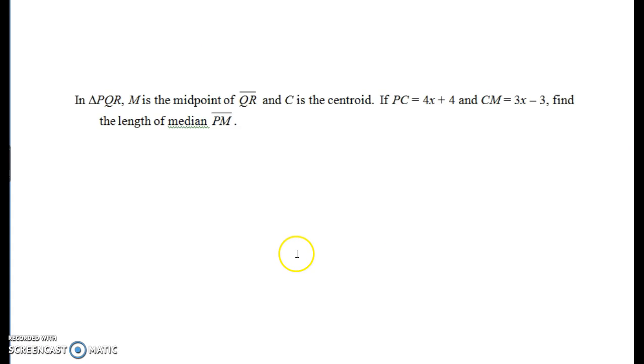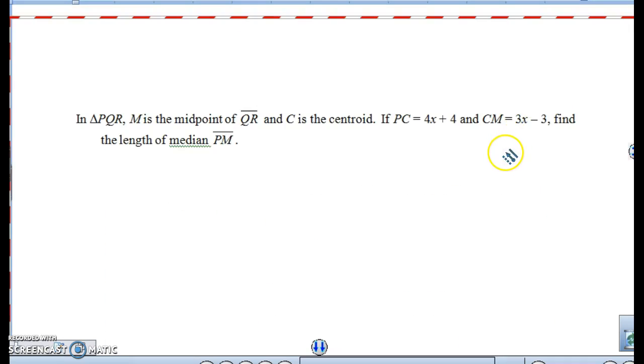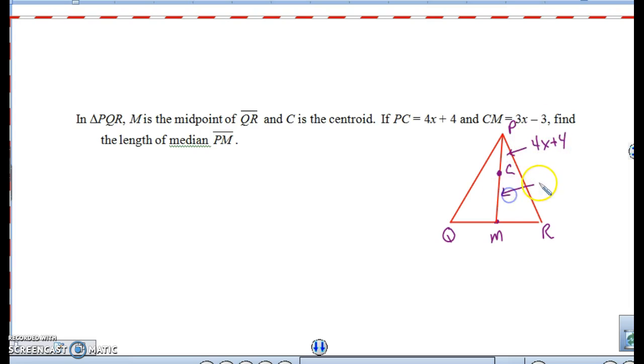All right, now let's find the length of a median. In triangle PQR, M is the midpoint of QR and C is the centroid. So I'm going to draw myself a picture here. Here is my triangle, PQR, and M is the midpoint of QR. So I'm going to make QR my base. M is going to be the midpoint, and then P would be up here. And then C is going to be the centroid. So I'm going to draw my segment from P to the midpoint, and my centroid is going to be some point here. There's C. So we know that PC is 4x plus 4, and CM is 3x minus 3. There's the pieces. I want to find the length of the median.